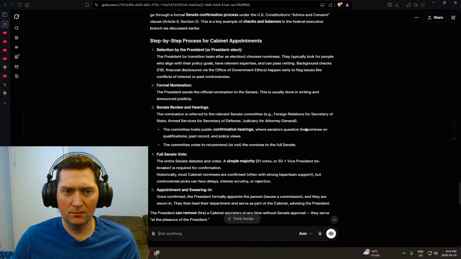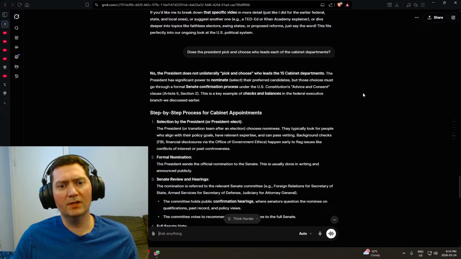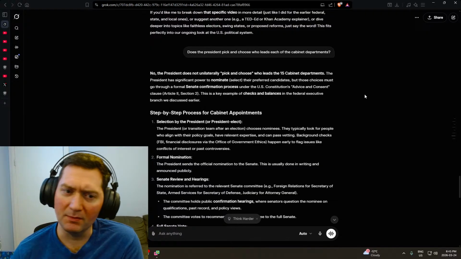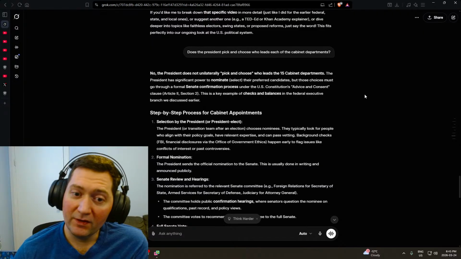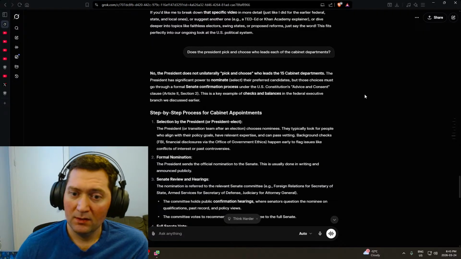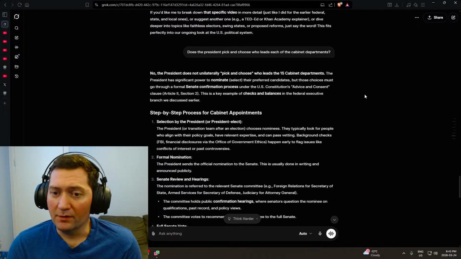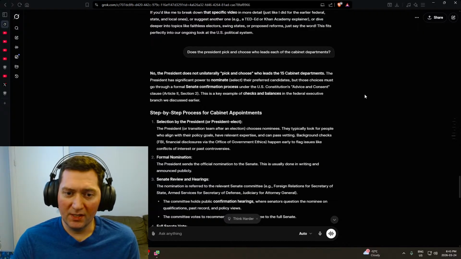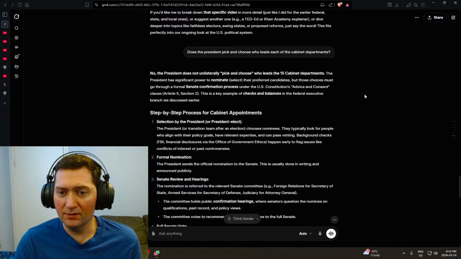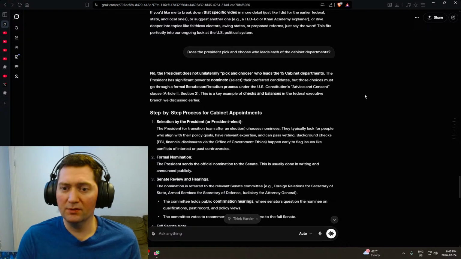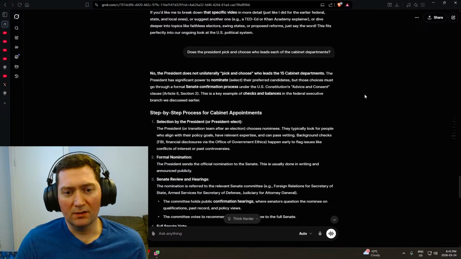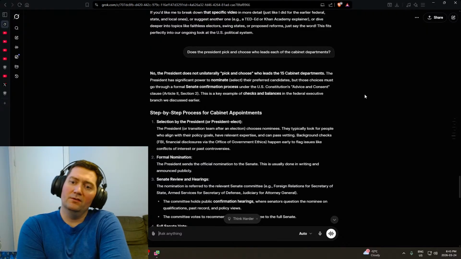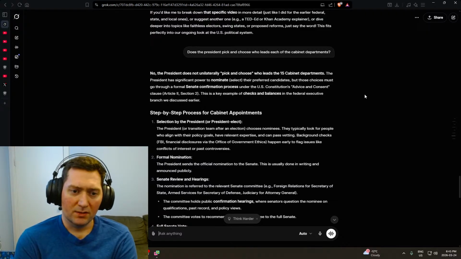Question. No, the president does not unilaterally pick and choose who leads the 15 cabinet departments. The president has significant power to nominate, select their preferred candidate, but those choices must go through the formal Senate confirmation process under the U.S. Constitution. Advice and consent are a key example of checks and balances in the federal executive branch.